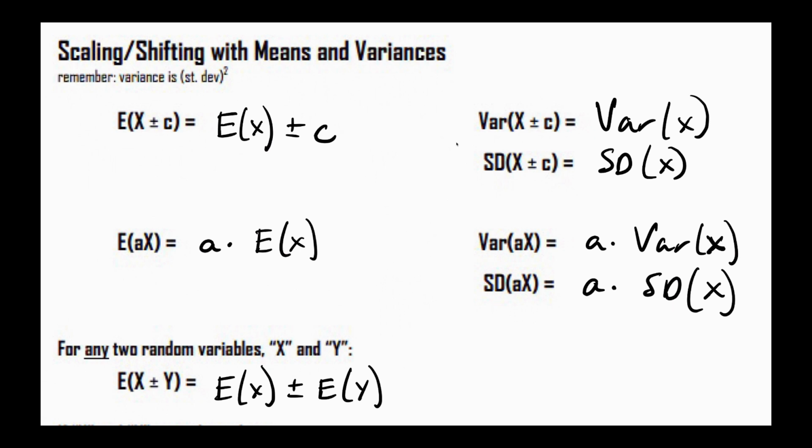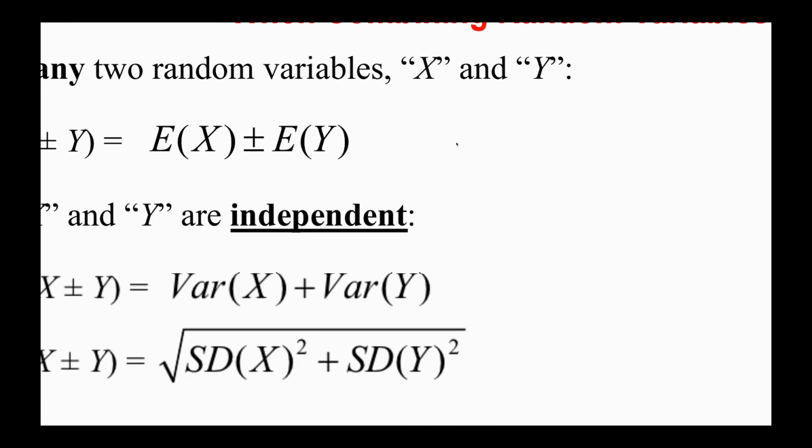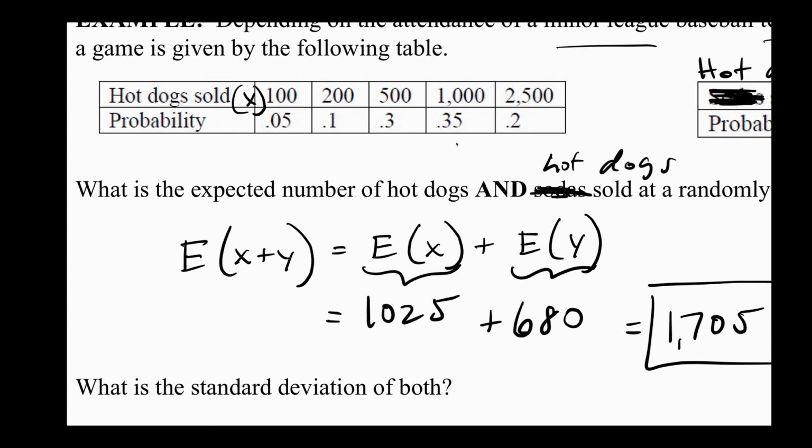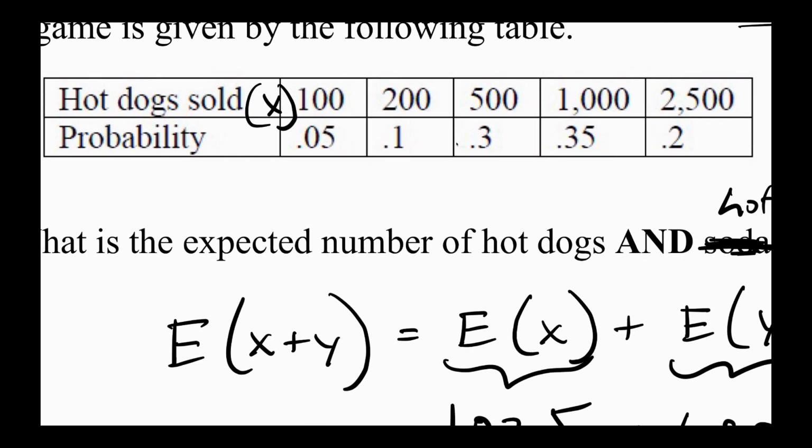Okay? That's like me saying, okay, for this one here, I'm going to add 50 hot dogs to each. So I'm going to add 50 here, 50 here, 50 here, 50 here, and 50 here. Well, the mean would just get bigger by 50. You would just add 50.